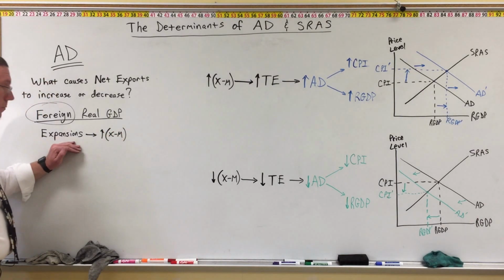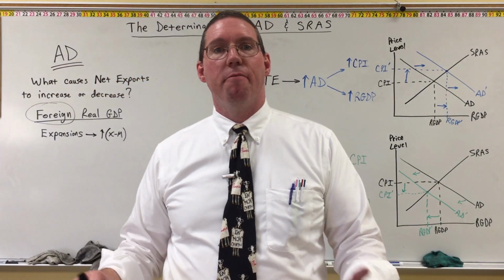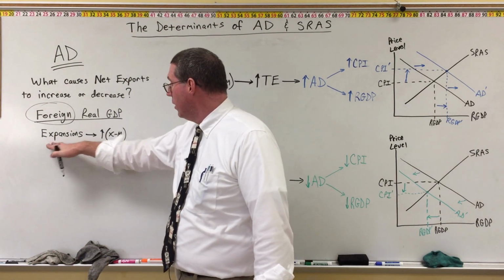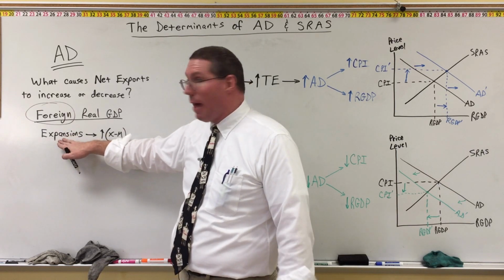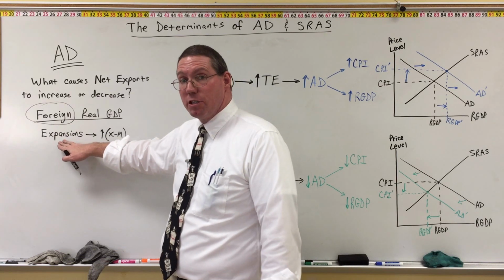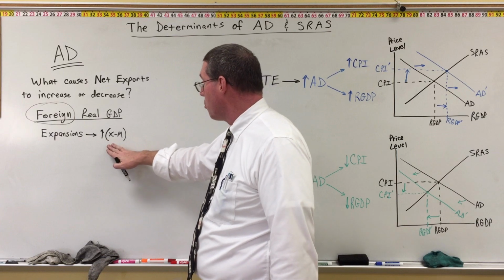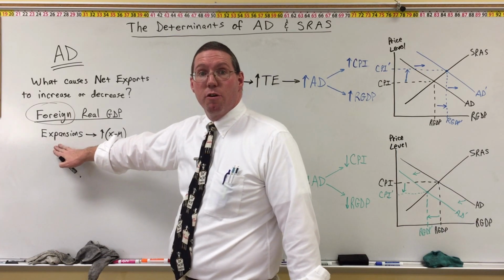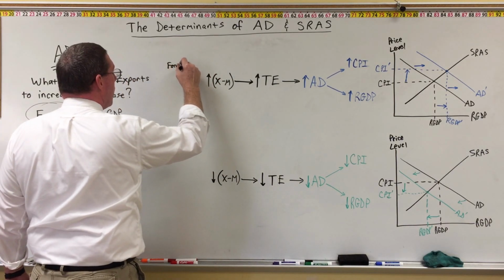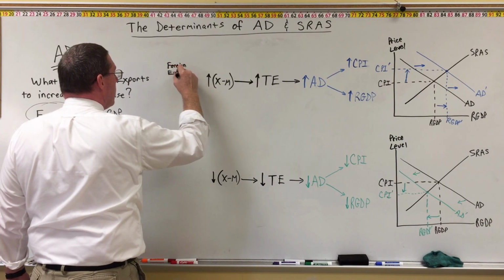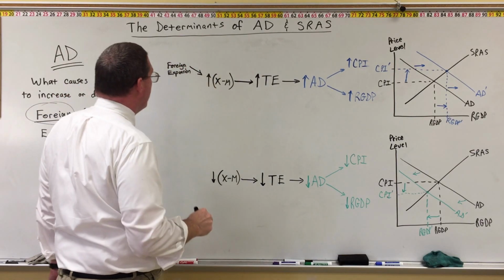And I'll tell you why. When other countries are doing well, they have more money. They have more stuff. And so they are more readily willing to import things from us, to buy our stuff. They're doing better financially because they're in an expansion, and so then they have the money to buy our stuff. And therefore, an increase in net exports will result if other countries have an increase in real GDP. So, foreign expansion, which remember means that real GDP is increasing in other countries.